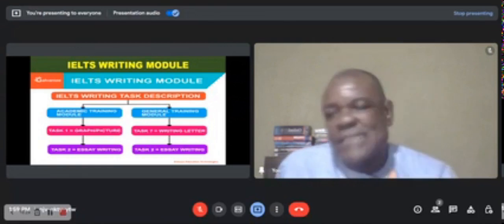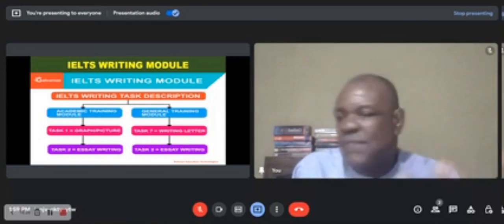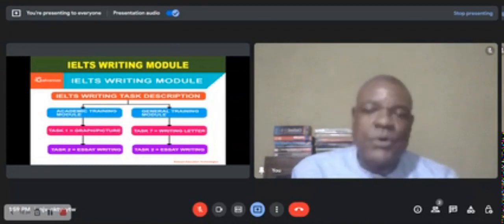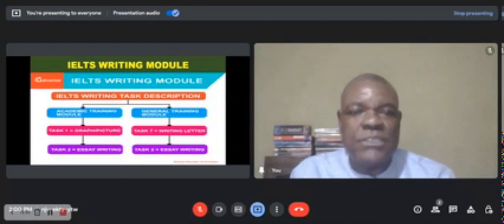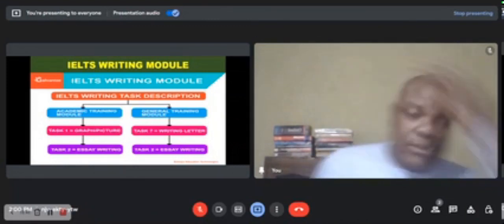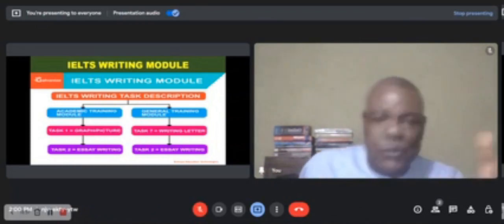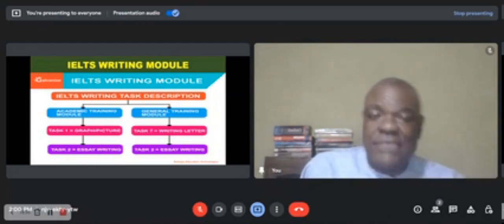In the academic, you write a summary of a graphic, analysis of a graphic or picture or image or diagram in task 1. Then in task 2, you write an essay. All right, so that is the way it is. So when you look at the whole thing, you discover that all you need to do is to really get fully prepared. Now, as we already saw, writing has 2 tasks in each module, both for the academic and for general.